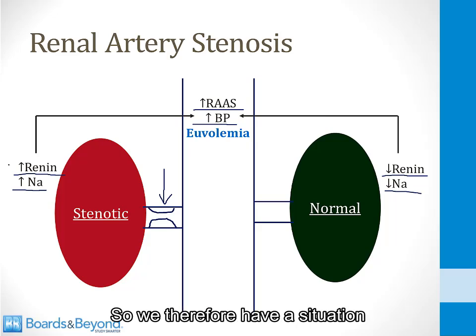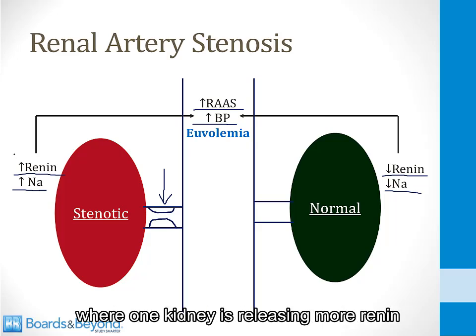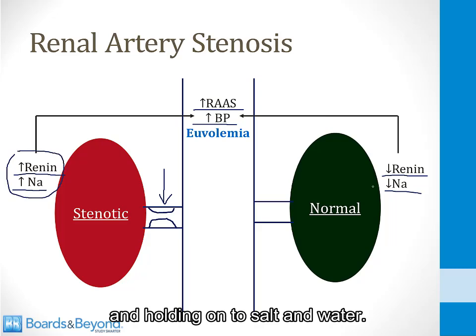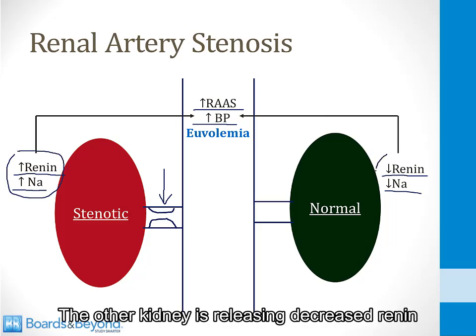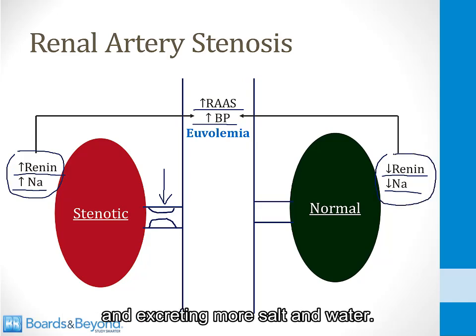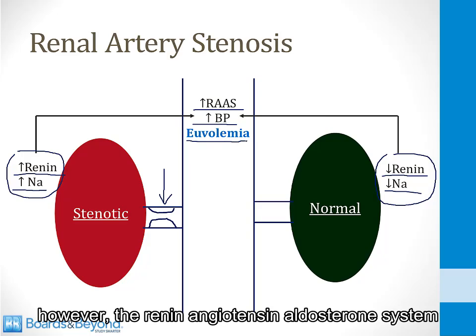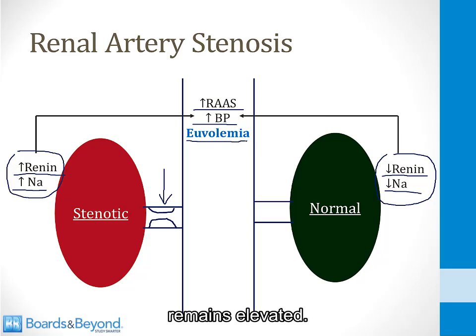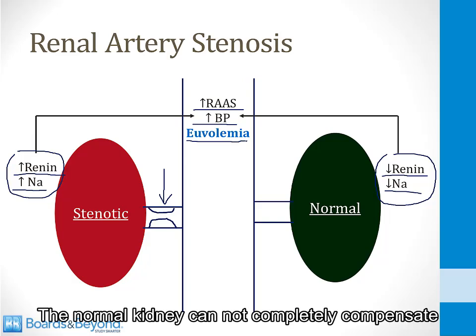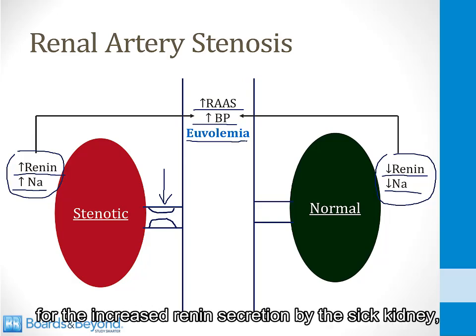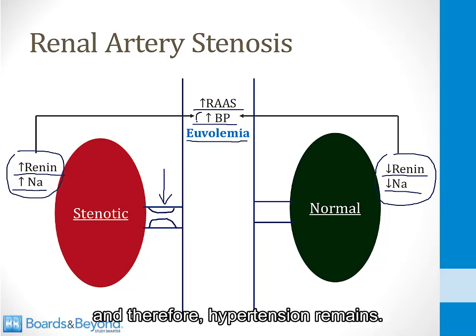So we therefore have a situation where one kidney is releasing more renin and holding on to salt and water. The other kidney is releasing decreased renin and excreting more salt and water. The result is that the patient will be euvolemic. However, the renin-angiotensin-aldosterone system remains elevated. The normal kidney cannot completely compensate for the increased renin secretion by the sick kidney, and therefore hypertension remains.